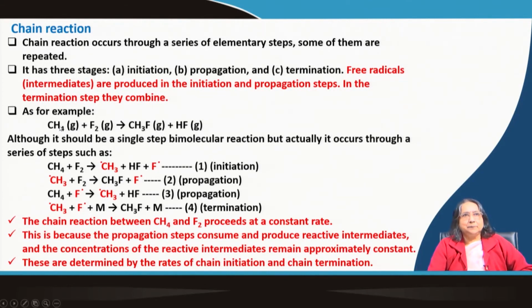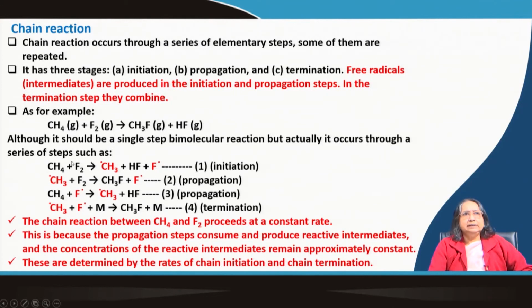For example, methane in gas phase reacting with fluorine, that is also a gas, producing CH3F and HF. Okay. All this is a gas phase reaction. This is very simple to show, but is it occurring like this in a single step or through multiple steps? That is the question, because we are talking about the mechanism of a reaction. Now, although it should be a single step, if it is a single step reaction then we can tell easily that it is a bimolecular reaction, but actually it occurs through a series of steps.